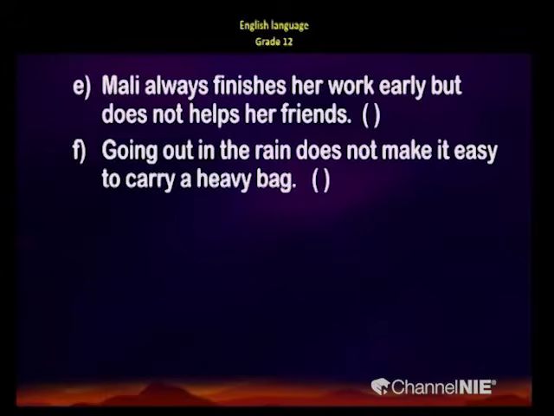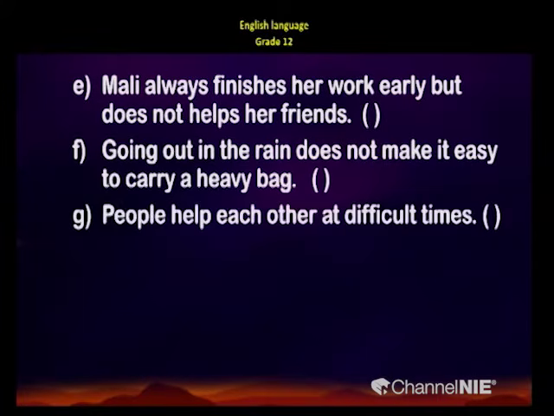Miss Minan, will you please read the sentence? Going out in the rain does not make it easy to carry a heavy bag. Is it correct? Wait. Going out in the rain, that is the thing that we are going to do. So, it is something to refer to singular, then does not make is correct that way. So, going out in the rain does not make it easy to carry a heavy bag.